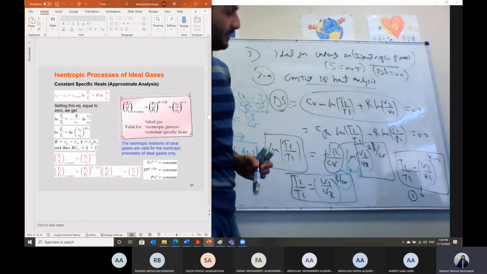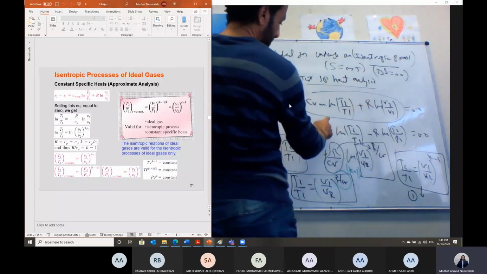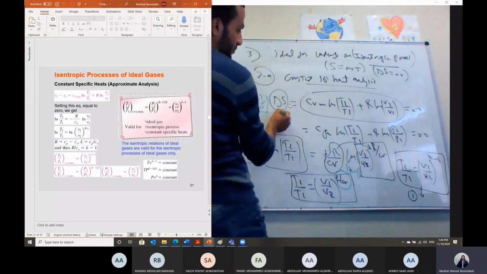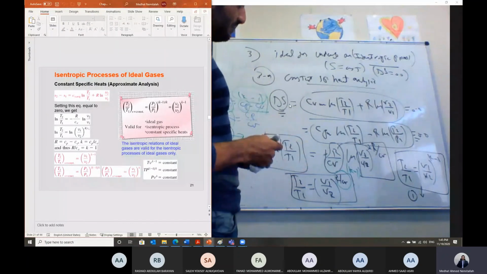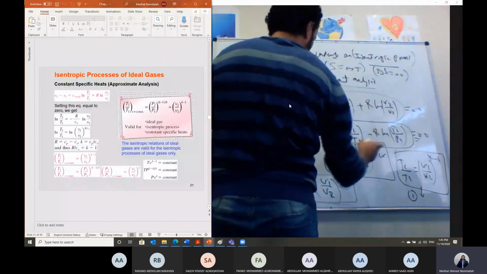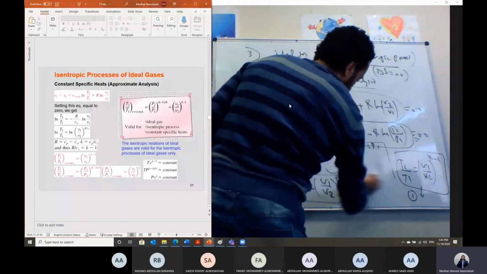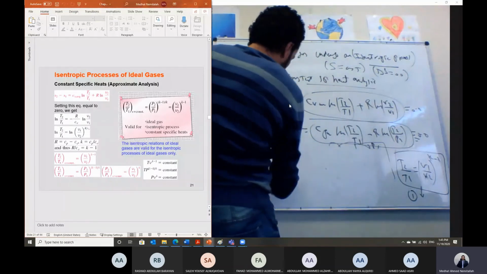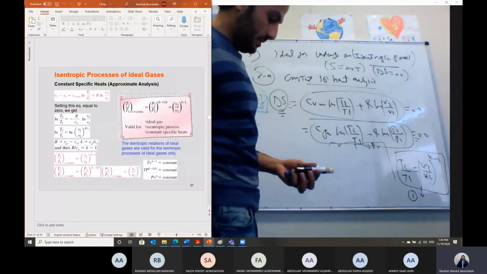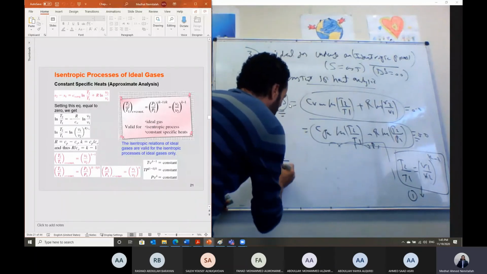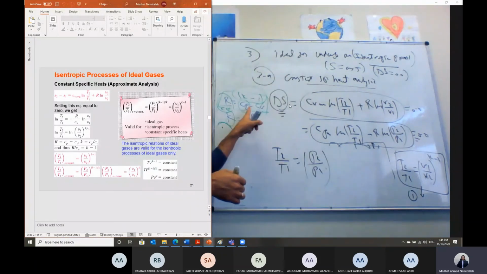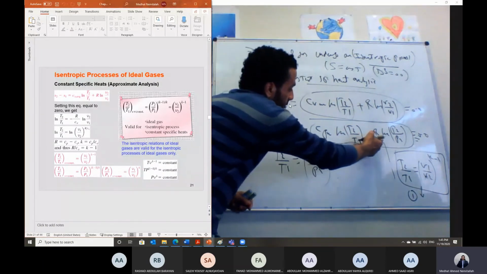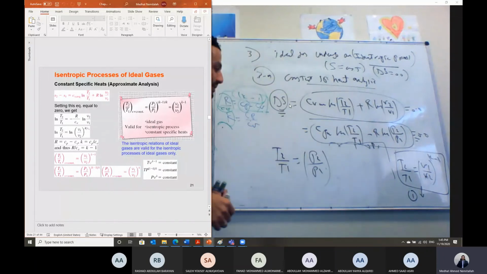Okay? So what about equating the second equation? Consider the second equation. We have two equations for delta S. Consider this second equation, equate it to 0, and go through the same process so we can get a relation between temperature and pressure. And in this case, we can develop the second relation, which will be T2 over T1 equal to P2 over P1 to the power of R over CP, using this relation R equal to CP minus CV, and K is CP over CV. This will be R over CP. R over CP is equal to K minus 1 over K.